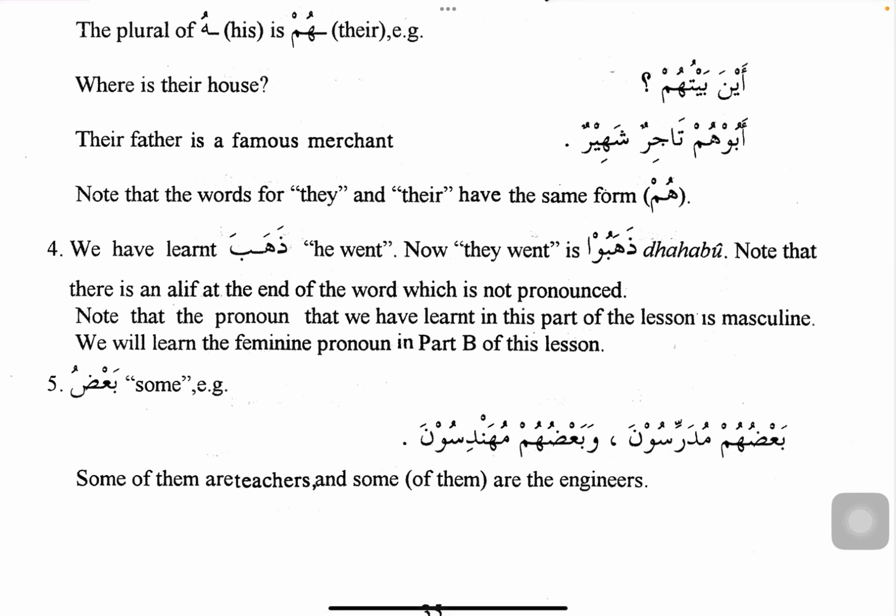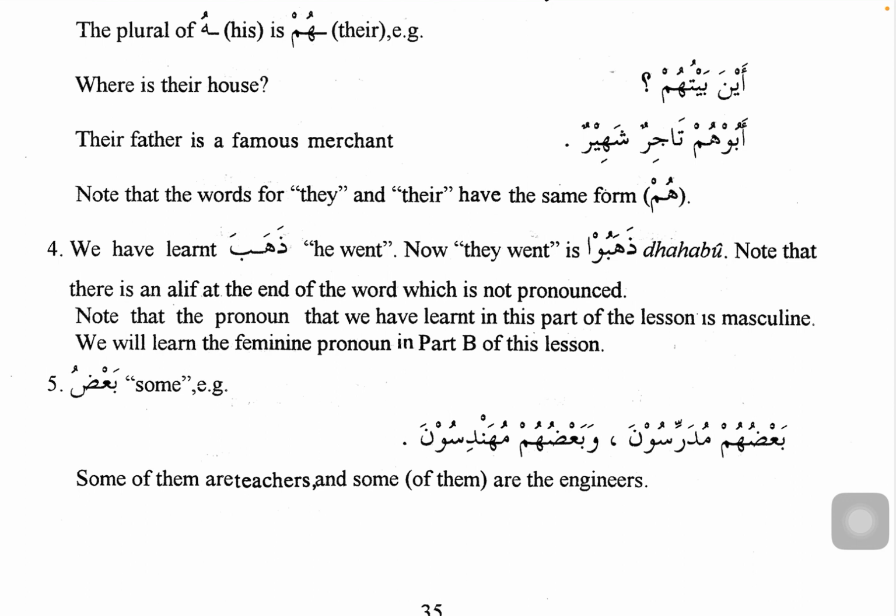Number 4, we have learned dhahaba, he went. Now they went is dhahabu. So we learned all 14 forms of dhahaba, if you remember. If you don't remember, you can revisit. Note that there is an alif at the end of the word dhahabu. Dhahabu means they went. This alif is not pronounced, it's extra. It's not really extra. There is a purpose for this which we will learn later, inshallah. Note that the pronoun that we have learned in this part of the lesson is masculine. We will learn the feminine pronoun in part B of this lesson. All right, so that's point number 4.